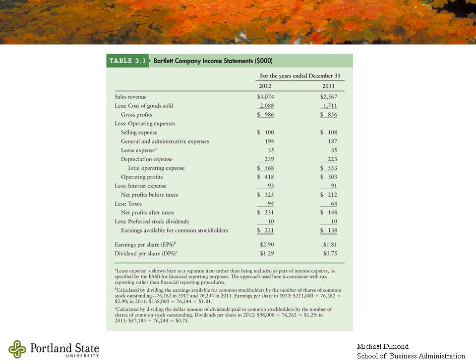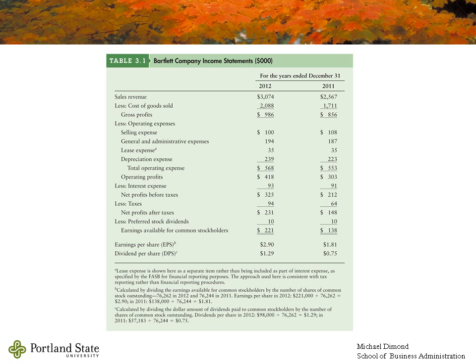The income statement shows the revenue and expenses for the company for a given period of time. In the book, in Table 3.1, the author has come up with an example called Bartlett Company, and it shows their financial statements for 2012 and 2011. At the top, we have sales revenue, and then below that, we've got the cost of goods sold. Revenue minus cost of goods sold is, of course, gross profits.